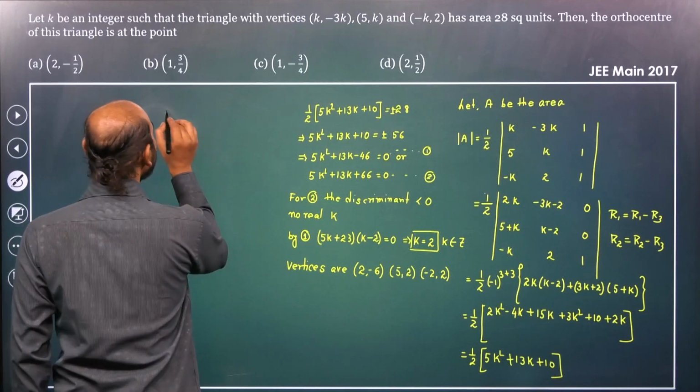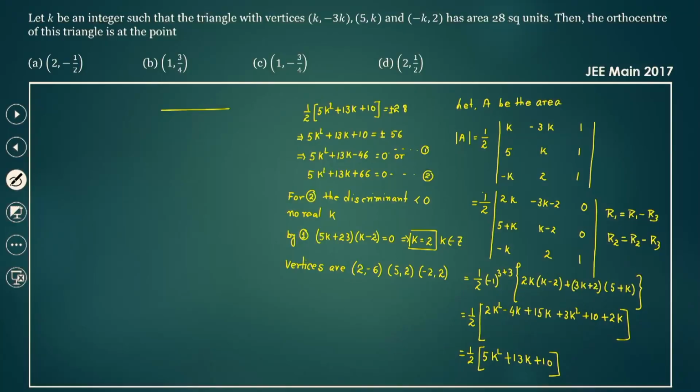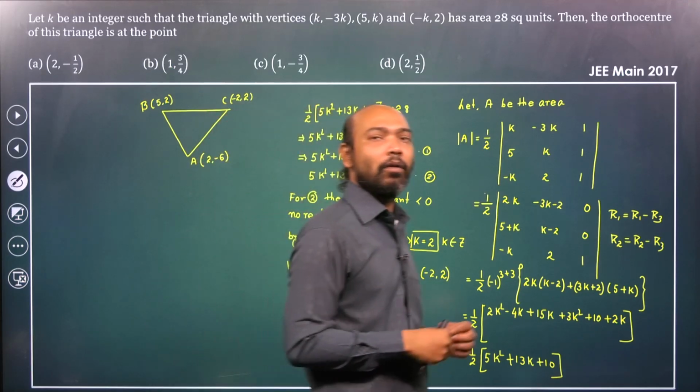So therefore we can consider the triangle as this. This point I consider as 5, 2. I consider the next point as minus 2, 2. And obviously somewhere else we have my A coordinate. A will be 2, minus 6. Let us call the points C and B. That's it. So that will be our triangle.